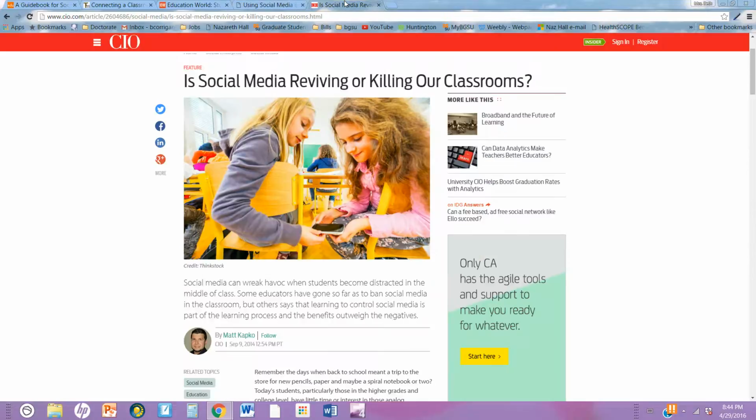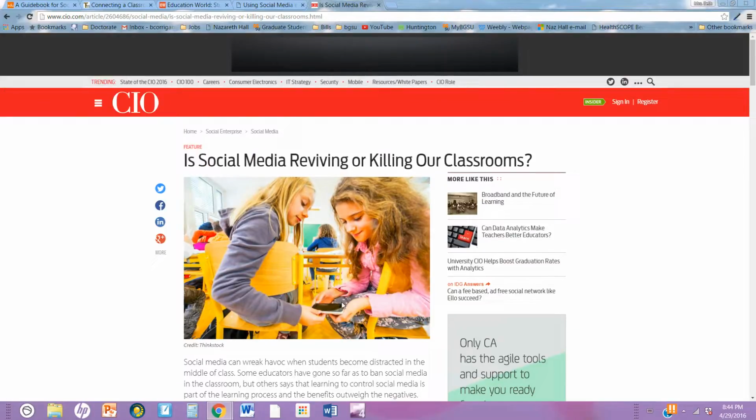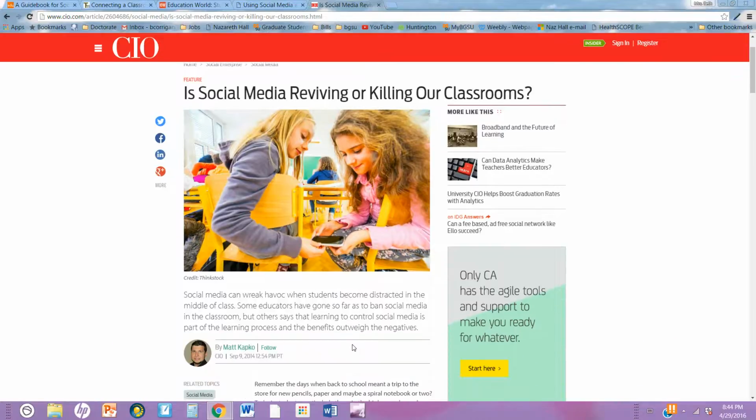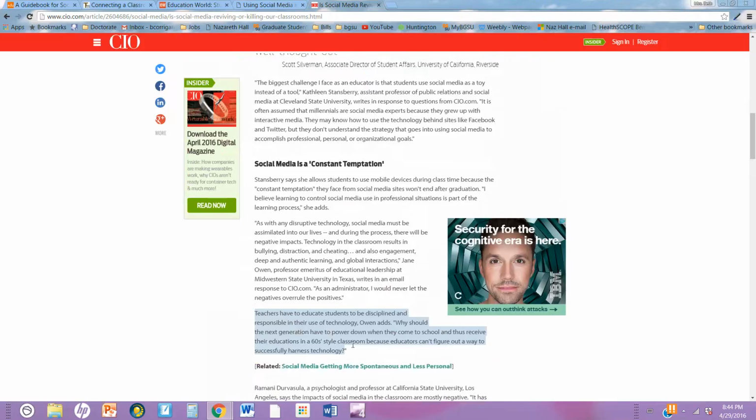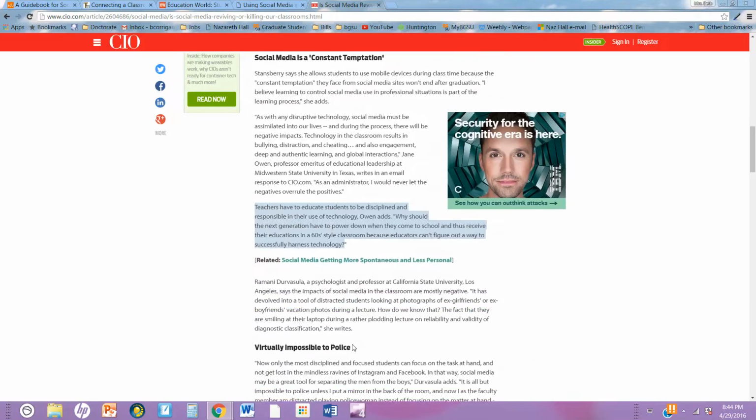This last one is social media reviving or killing our classrooms. I thought this was very interesting because, especially this picture with the girls, that's what teachers are scared of, is right there with the cell phone, and that they're going to be chatting during class, they're not going to be focused. And this article basically talks about that strictly. Social media is a constant temptation. We know that.